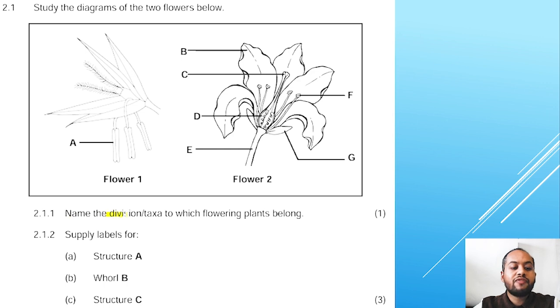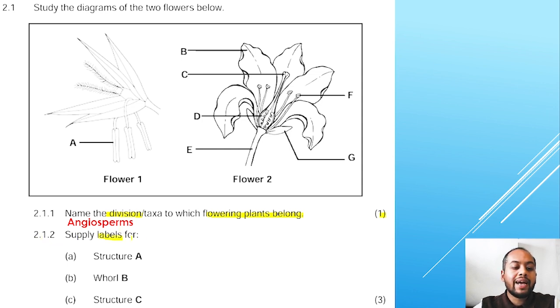2.1.1 says name the division or taxa to which flowering plants belong for 1 mark. So the plant division to which flowering plants belong is going to be the Angiosperms. Please refrain from using the term spermatophyta. We are not going to be using the term spermatophyta, since spermatophyta refers to both Gymnosperms and Angiosperms together. If asked to give a name of a plant division, you are going to be specific. You are either going to say Gymnosperms or Angiosperms. In this case, we are looking at the flowering plant, so hence we are going to use the plant division Angiosperms.